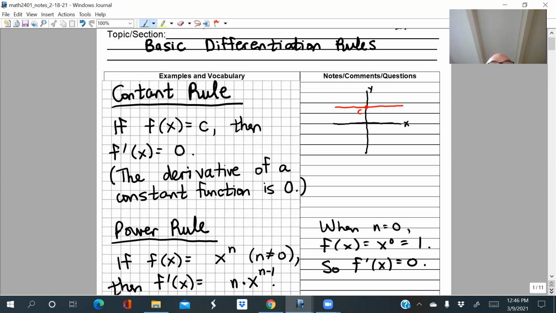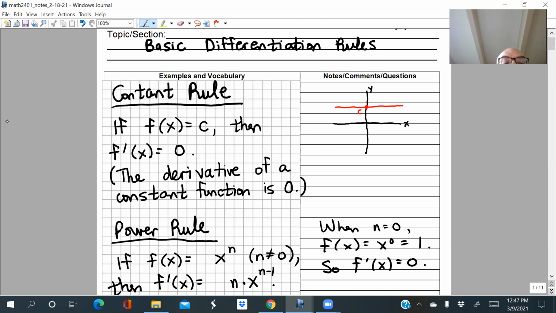Okay, and so here's an easy way of stating that rule. If you want to say it in words and not in symbolic terms, it just says the derivative of a constant, or the derivative of a constant function, is 0. It's very easy to see why this is true. So this is not a mysterious rule at all.